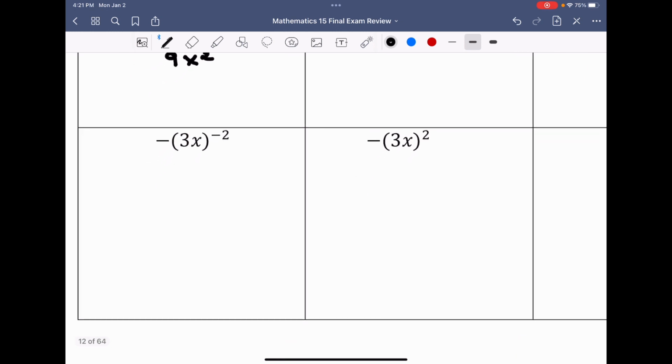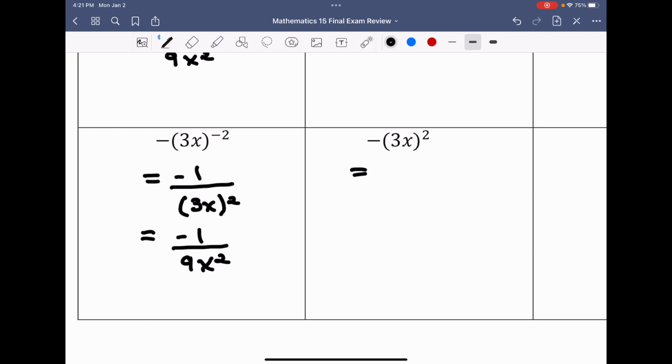We go down here and we see that we have a negative outside of the exponent. So what this is actually going to become is negative 1 over everything in that bracket, which moves down, and the exponent becomes positive. This is equal to negative 1 over 3 squared, which is 9, x squared. And then this second last one: the negative stays, and we don't have to move anything because the exponent's positive. So we're going to have negative, and then both of these have an exponent of 1. When we distribute it, it's 3 squared x squared, which is going to then become negative 9x squared.